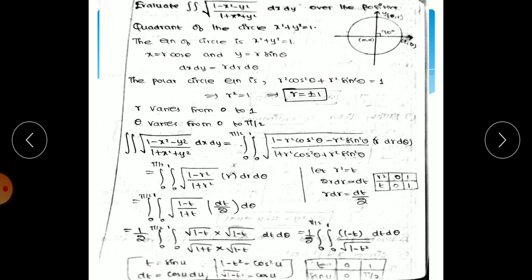Okay. Now take the 1 by 2 outside, and then we multiply and divide by the root of 1 minus t. So we get (1 minus t) divided by the root of 1 minus t squared, into dt d theta. Now here again we take the substitution t equal to sin u. So dt equal to cos u du. So 1 minus t squared equals cos squared u, and root of 1 minus t squared equals cos u. When t equals 0, sin u equals 0. When t equals 1, sin u becomes pi by 2.